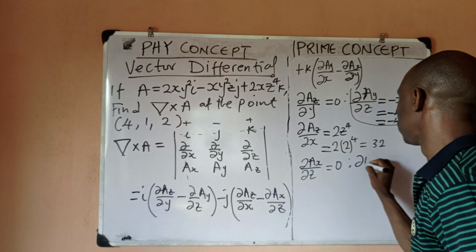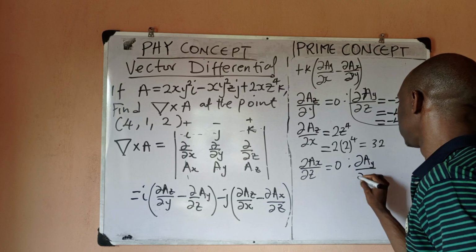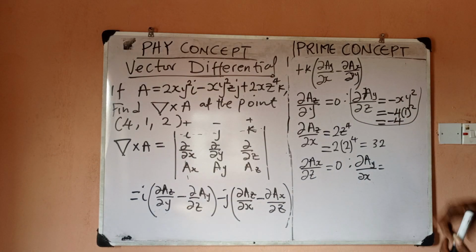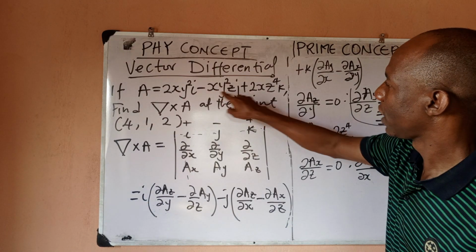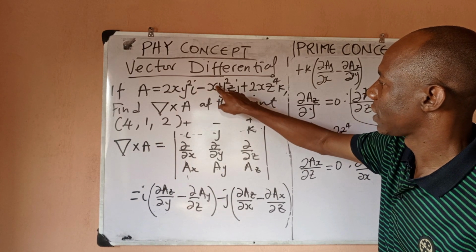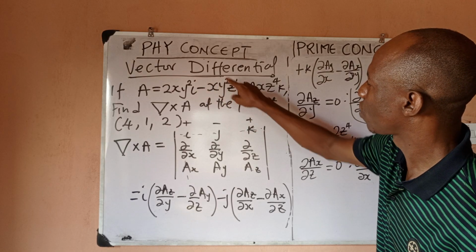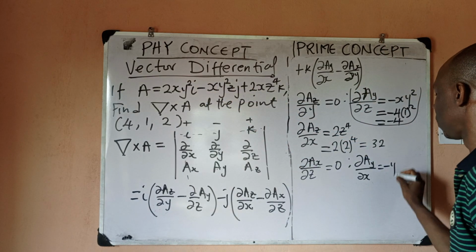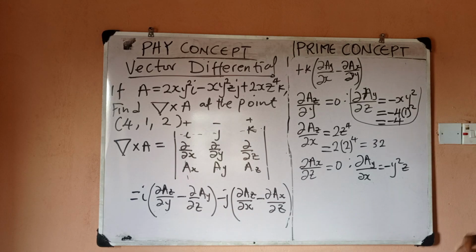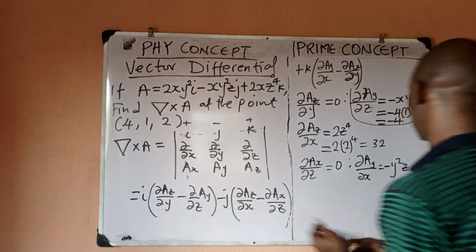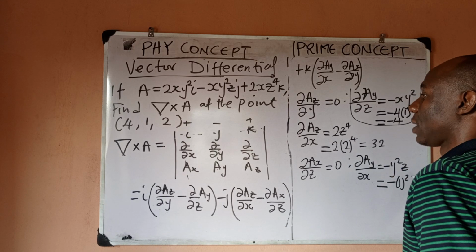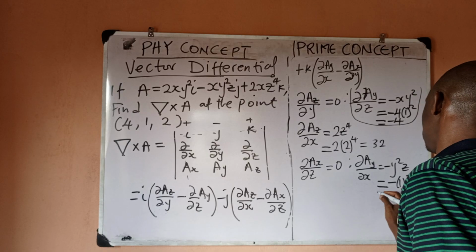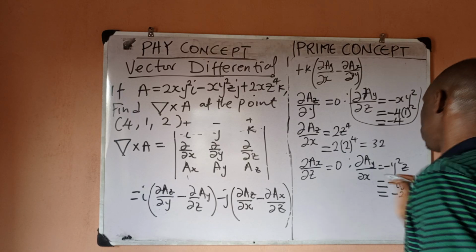So I'll quickly do the ∂Ay/∂x. Now this is Ay, and x. Now let's look for Ay. This is Ay, there is x. So if you differentiate x, it is 1. So I have minus y squared z. So when I substitute for y is 1, and z, I'll have minus 1 squared times z, which is 2. So if I do this, I'll have minus 2.